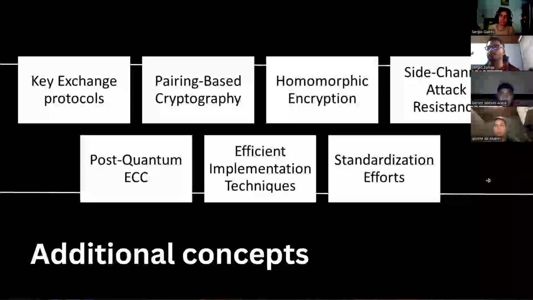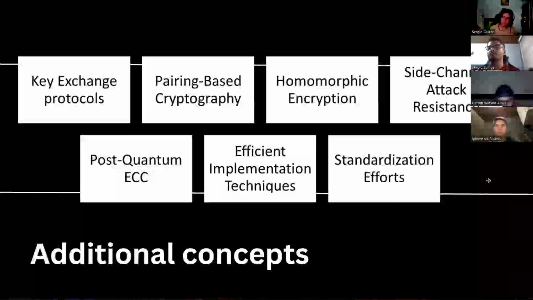Finally, as mentioned before, we're going to go over some additional concepts that have to do with this ECC. Some of them are the key exchange protocols, such as ECDH, which is the Diffie-Hellman, and the ECIES, which is the elliptic curve integrated encryption scheme. There is also the pairing-based cryptography, which is a mathematical operation that can be performed on elliptic curves. The homomorphic encryption, which is a technique that enables computations to be performed on encrypted data without having to decrypt it.